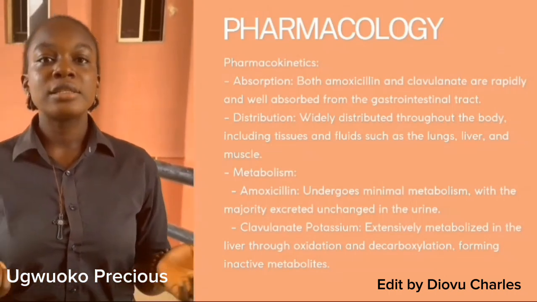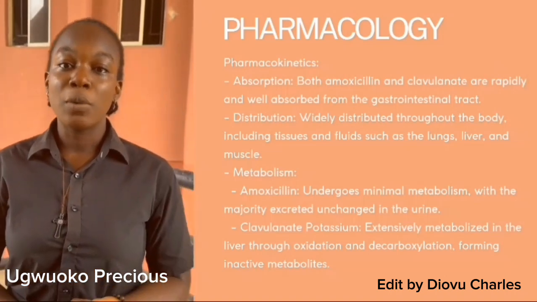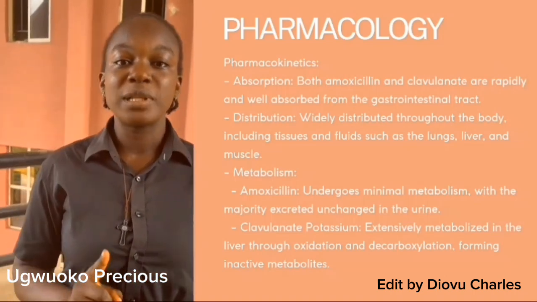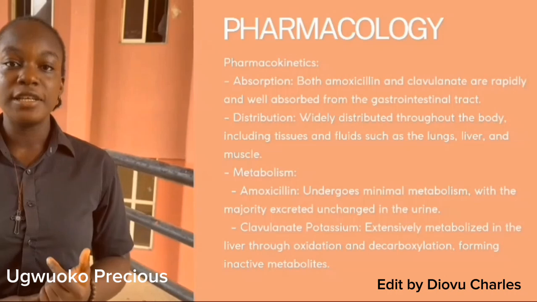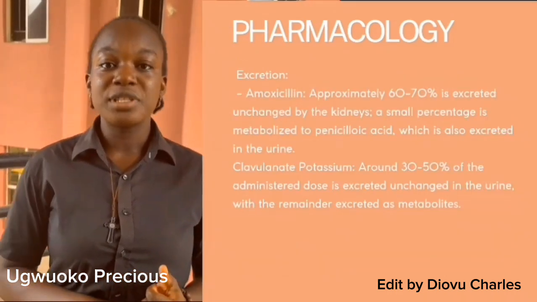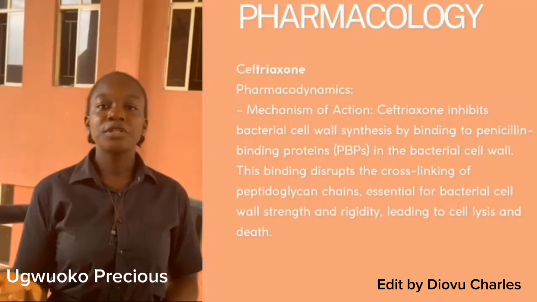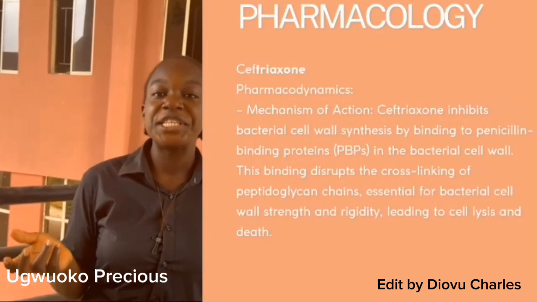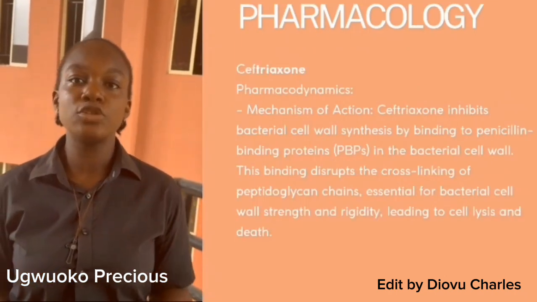Amoxicillin is metabolized in the body, while clavulanate potassium is metabolized extensively in the liver. Most of the amoxicillin is excreted unchanged through the urine, while clavulanate potassium is excreted as metabolites through the urine. Ceftriaxone works by inhibiting bacterial cell wall synthesis, leading to bacterial death.